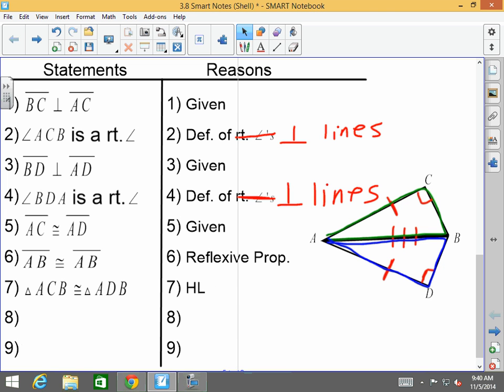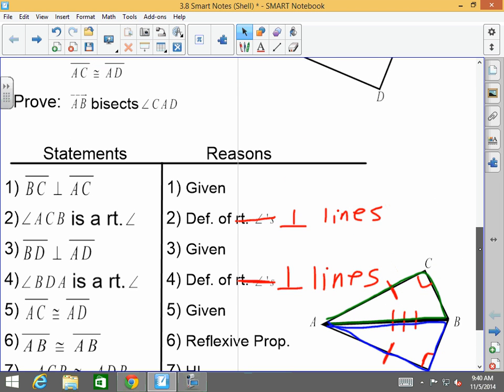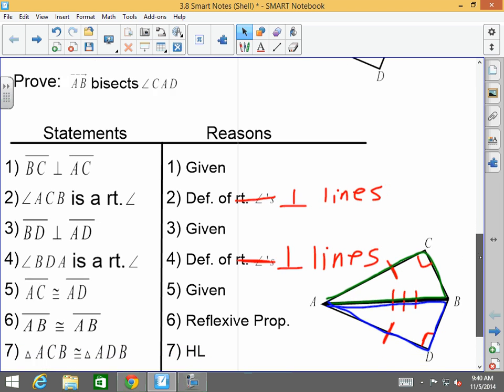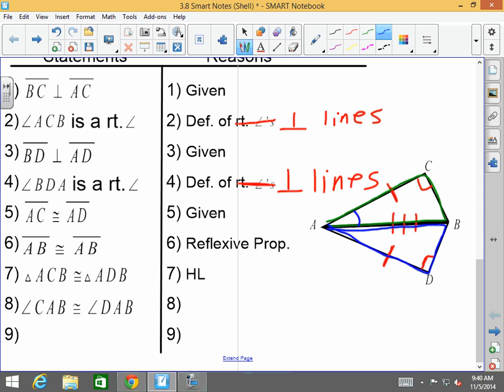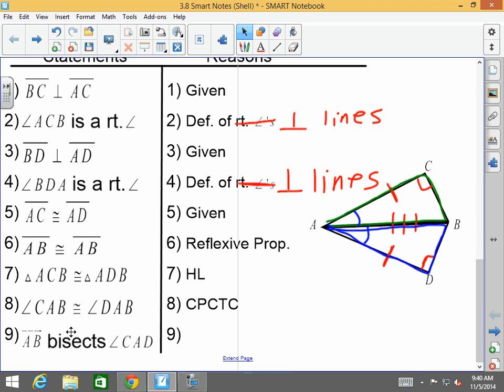Now from here, I want to prove that AB bisects angle CAD. Well, using CPCTC, I can prove that angle CAB is congruent to angle DAB because of CPCTC. And if those two angles are congruent, well then AB bisects angle CAD, definition of angle bisector. Does that make sense? Bless you. Does that make sense, gentlemen?